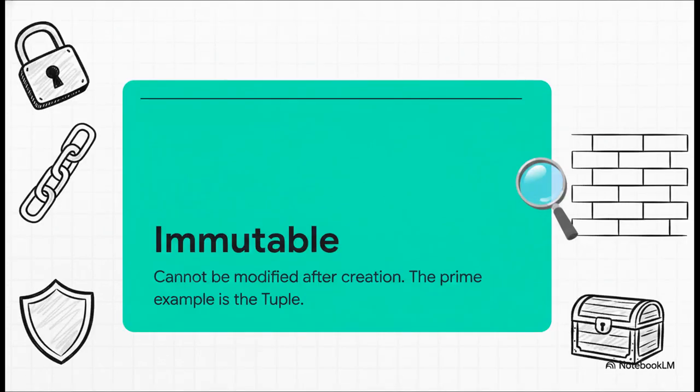And on the complete other side of the coin, you have immutable types. As you can probably guess, this means unchangeable. Once you create a tuple, that's it. Its contents are locked in for good. You can't add, you can't remove, you can't change anything. And this is a huge deal because it gives you a guarantee of data integrity. What you see is what you get, always.